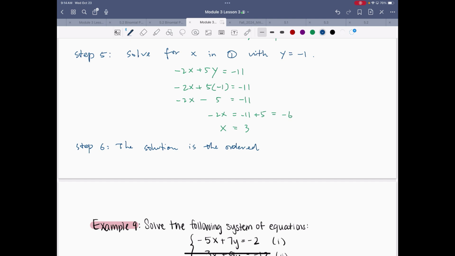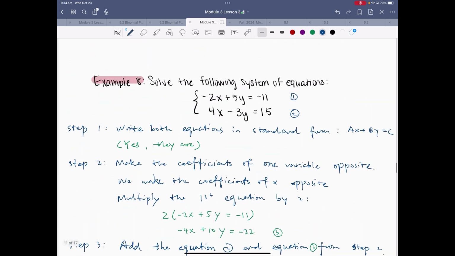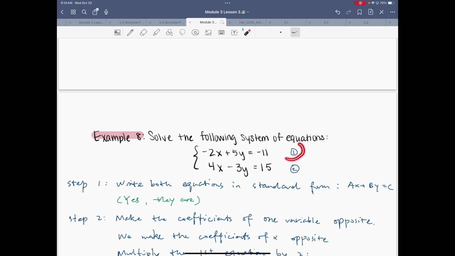Step 6. Write the solution as an ordered pair. (x, y) = (3, -1). Finally, we should check the solution by plugging x = 3 and y = -1 into both of the original equations to ensure that the solution is correct.